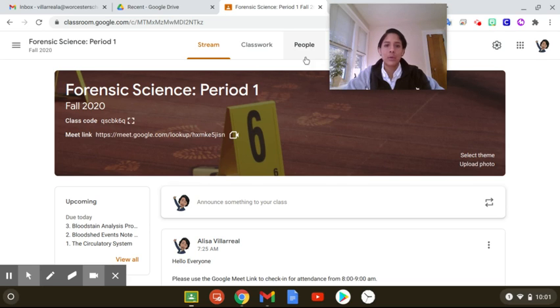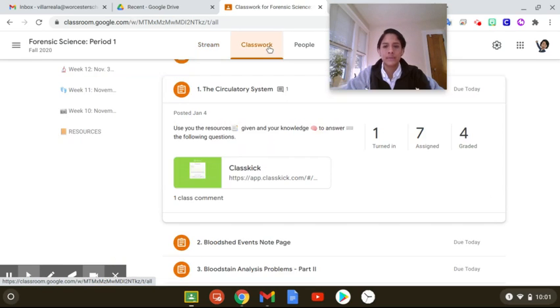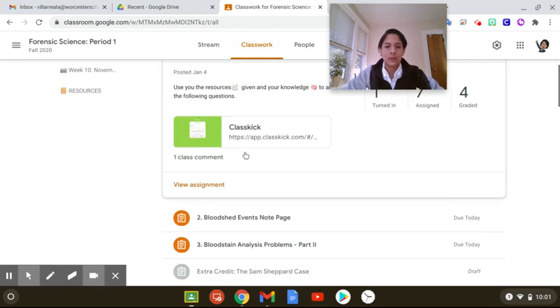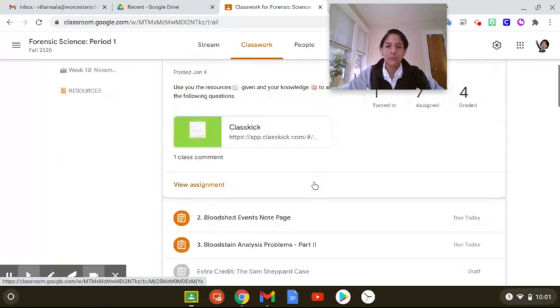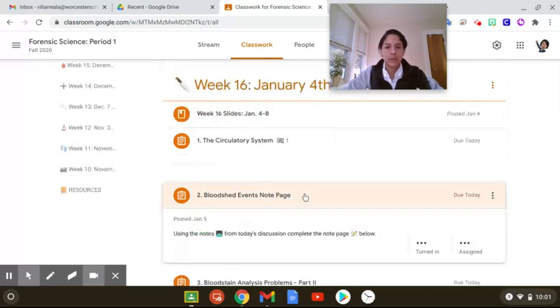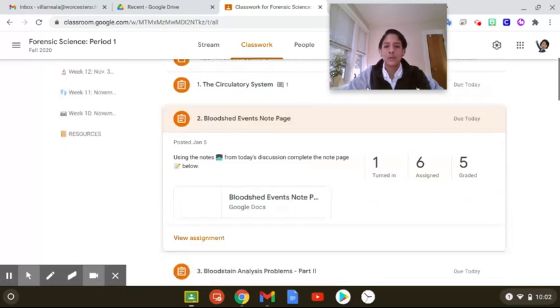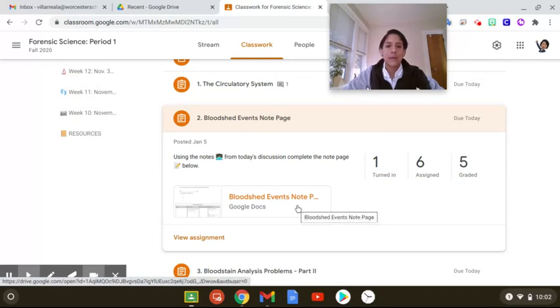So the first thing you're going to want to do is go into classwork, and you're going to want to click on week 16, which is the week that we did this assignment, January 4th through the 8th. You're going to want to click on the bloodshed note page, that way you can follow along as we go through this assignment.